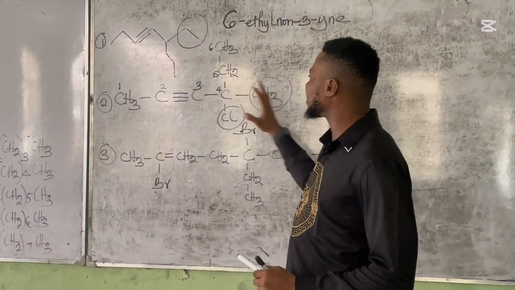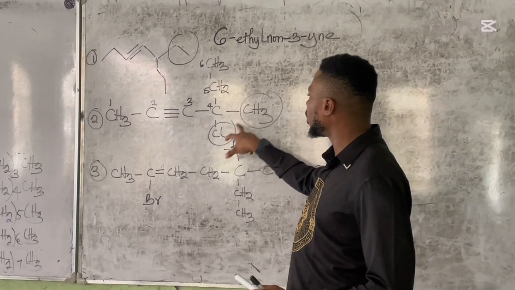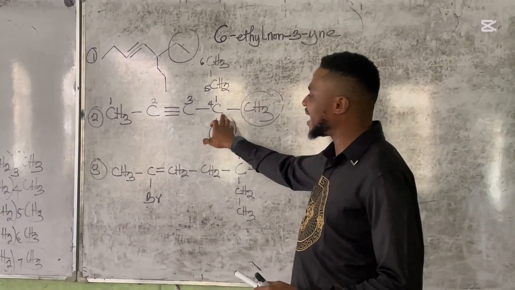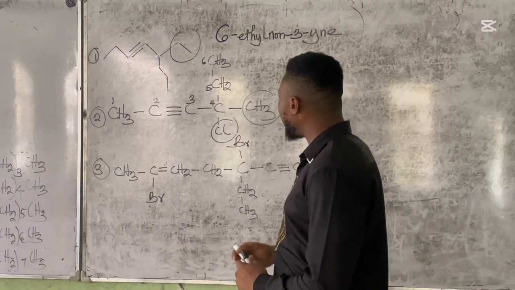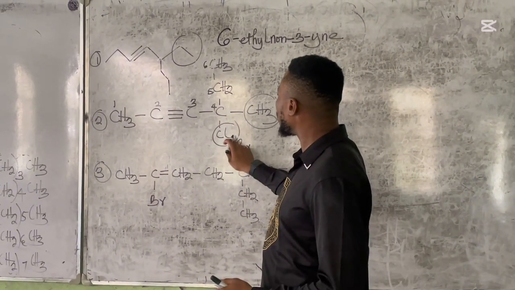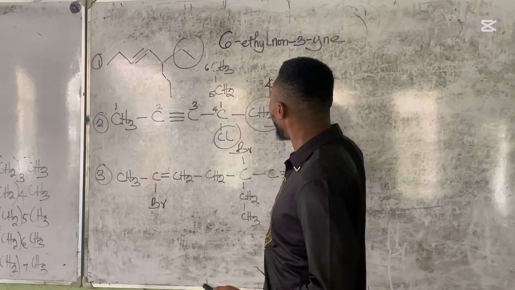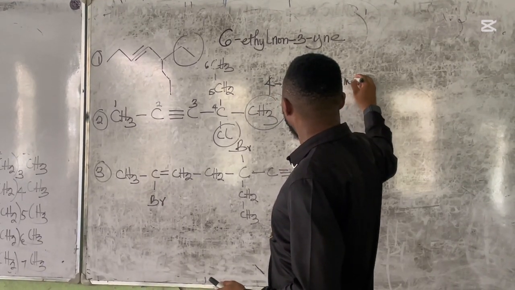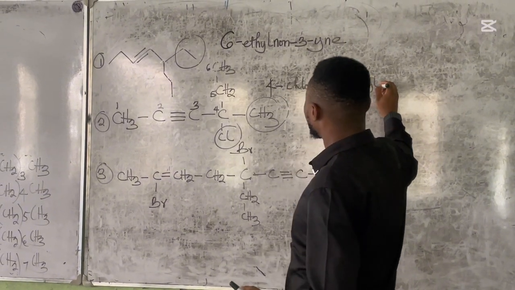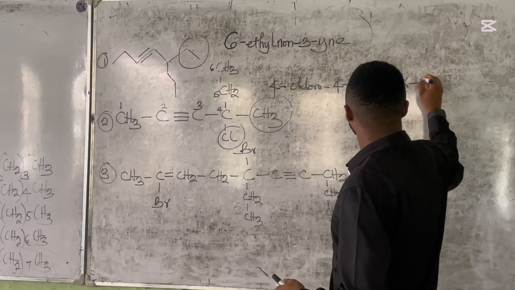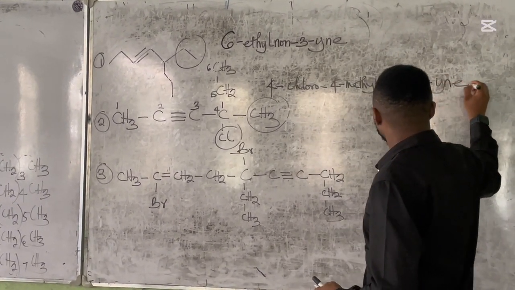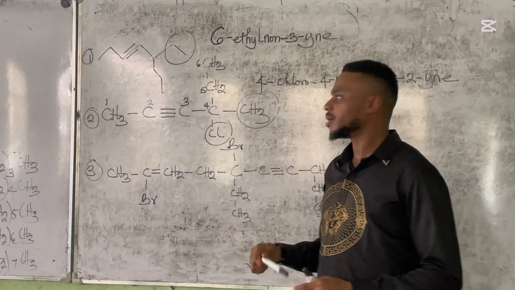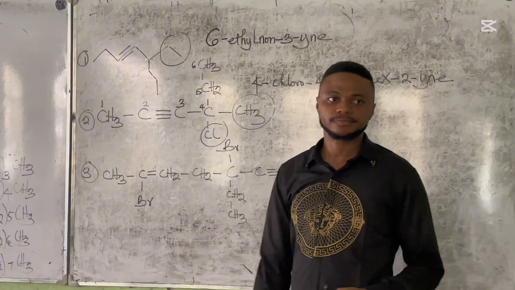Numbering from here now has given us the position of the substituent. If you look at it clearly, you realize that both substituents are at carbon 4, right? So alphabetical order, chloro comes first, right? So this will be 4-chloro, 4 what? Methyl what? Hex what? 2 what? Yne. Hex-2-yne. Okay? Because the triple bond is at carbon 2.